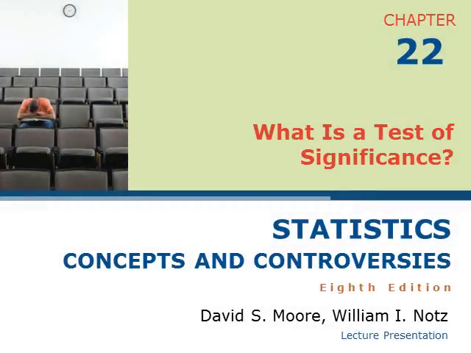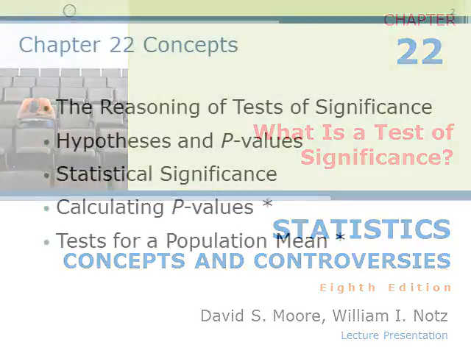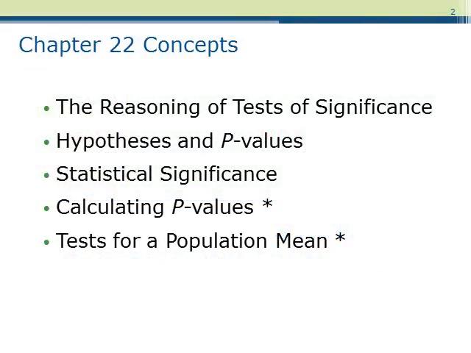In today's lecture, we discuss tests of statistical significance. These tests use sample data to try and make general conclusions about a population. These are the concepts that we'll discuss in Chapter 22: the reasoning of tests of significance, hypotheses and p-values, statistical significance, calculating p-values, and tests for a population mean.